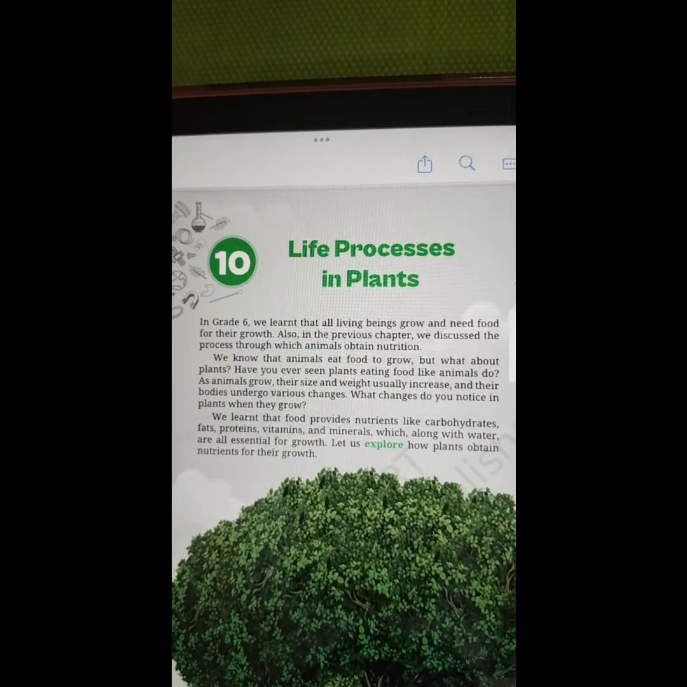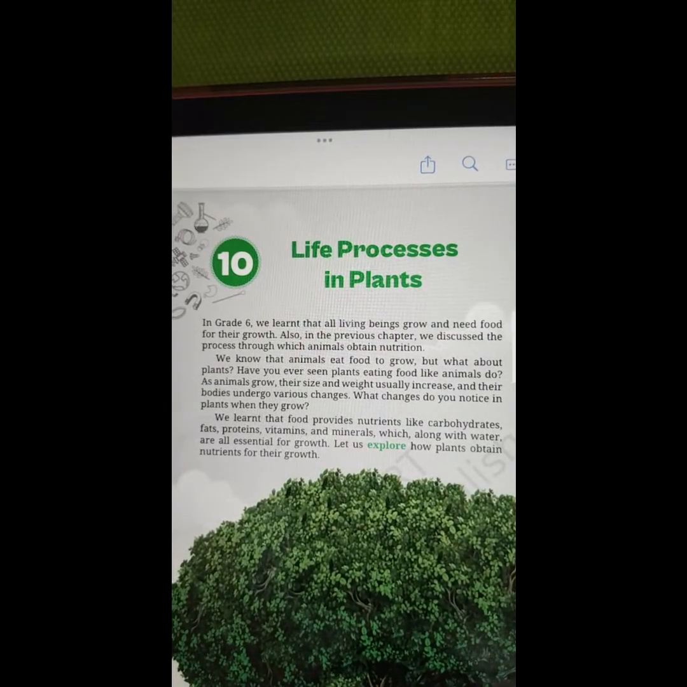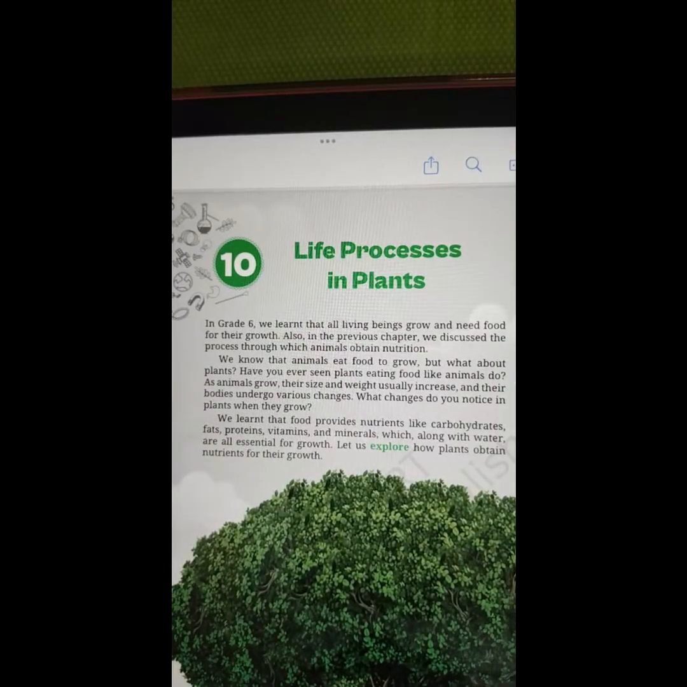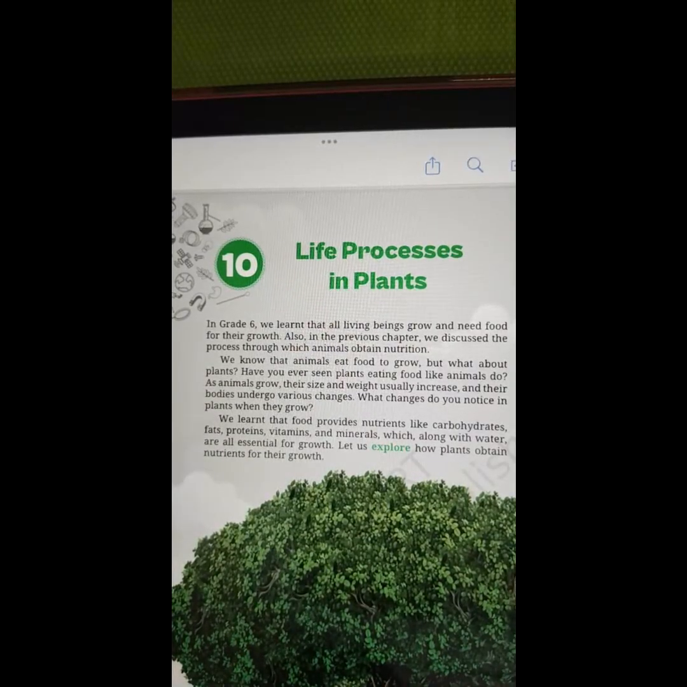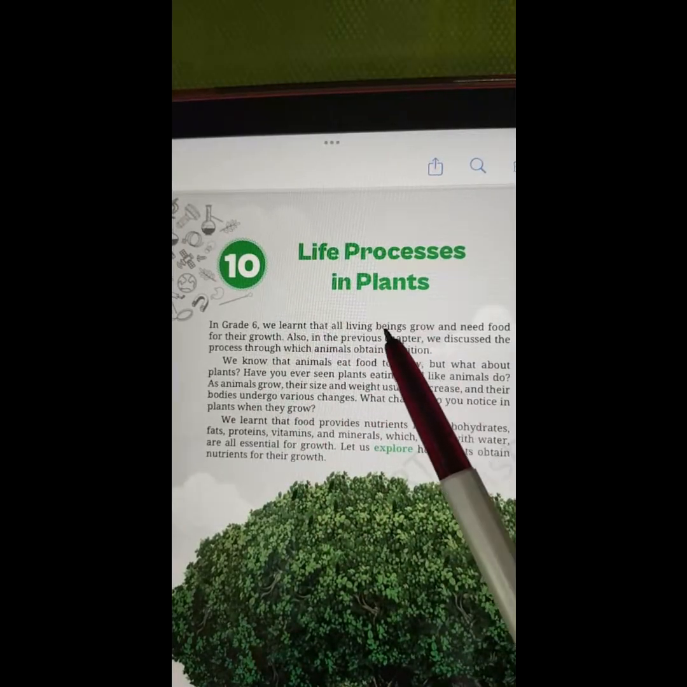In this live of today, I will be reading Chapter 10 Life Processes in Plants. It is taken from the Curiosity Book of Science, Class 7. So, as the screen is clear to you, let's go ahead. Chapter 10 Life Processes in Plants.